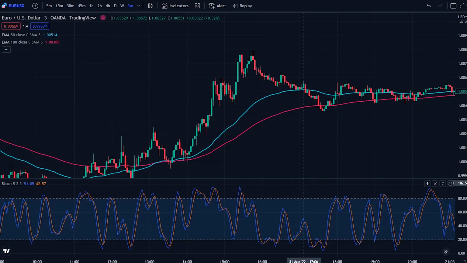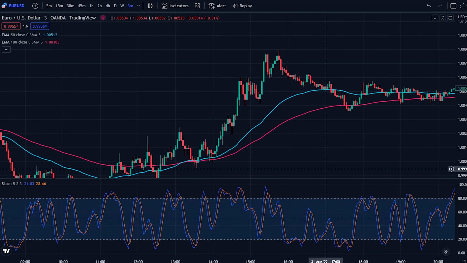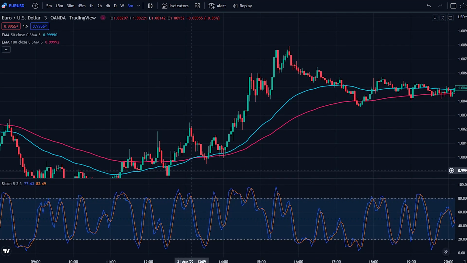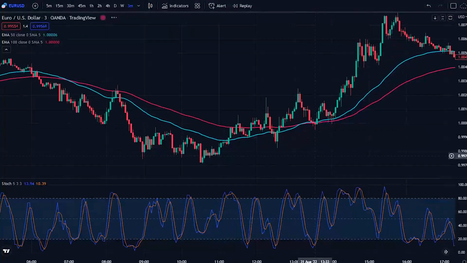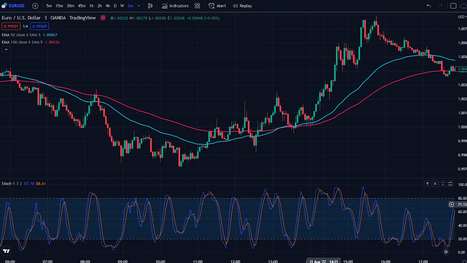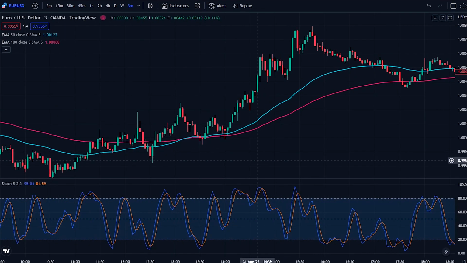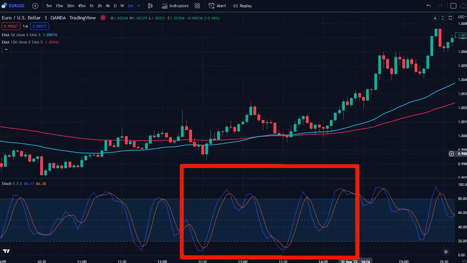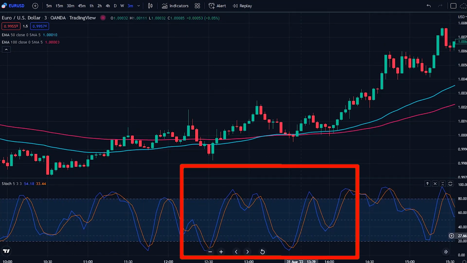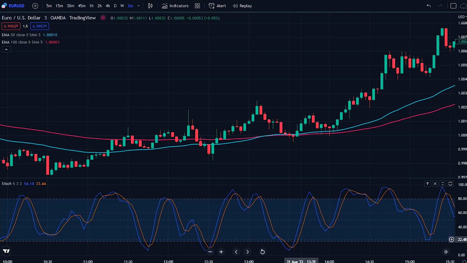Now let's start with the rules for entering long positions. Whenever the blue 50-period EMA crosses the red 100-period EMA from bottom to top, be ready to open a long position. However, before opening the position, we need to look at the stochastic indicator to find the entry signal. When the stochastic rises above the 20 level, it's a valid signal to enter a long trade.